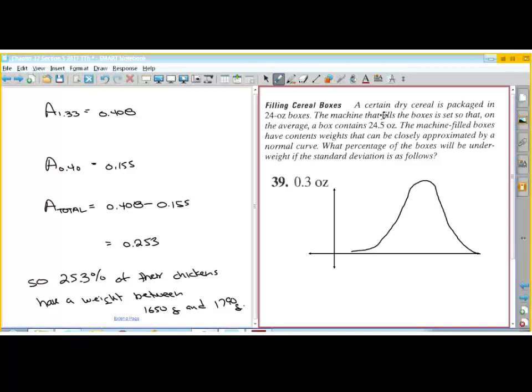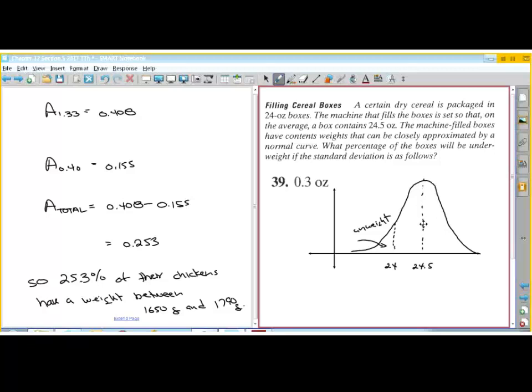It says that certain dry cereal is packaged in 24-ounce boxes. The machine that fills the boxes is set so that on average, the mean, is 24.5. What percentage of boxes will be underweight if the standard deviation is as follows? So what we do is we put 24 ounces here, which is what's on the box. These are the underweight ones.